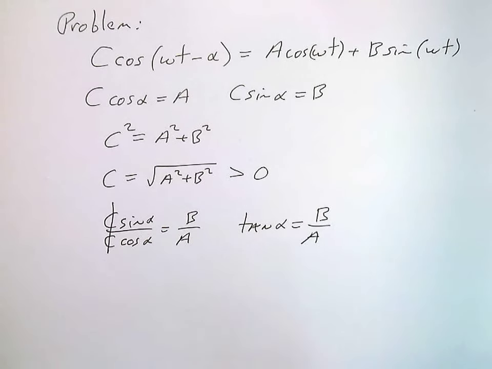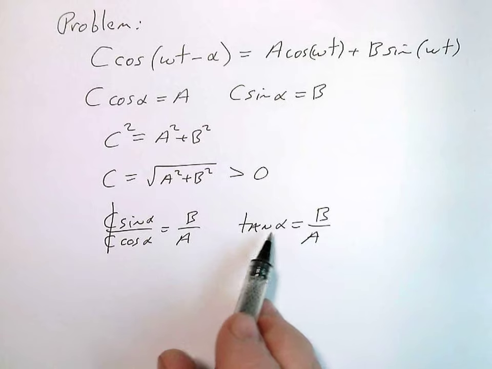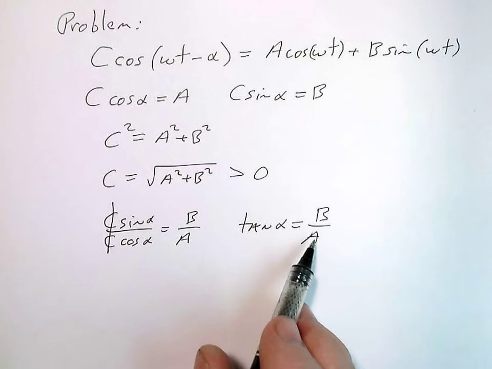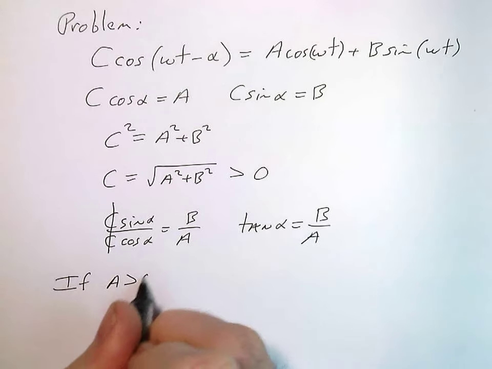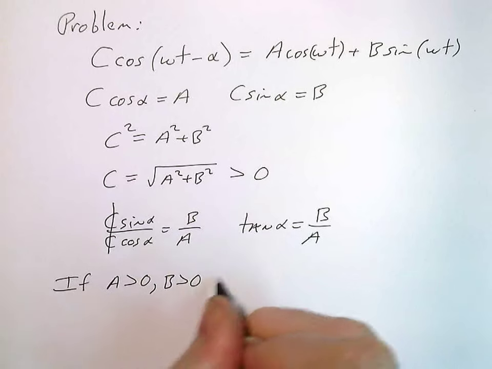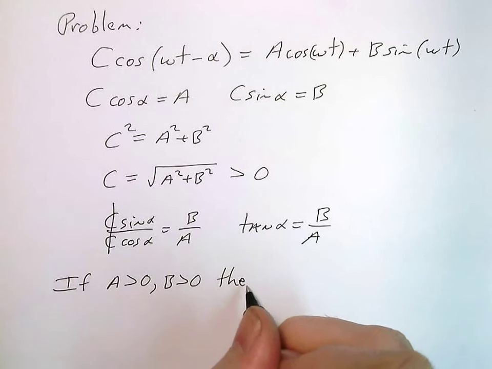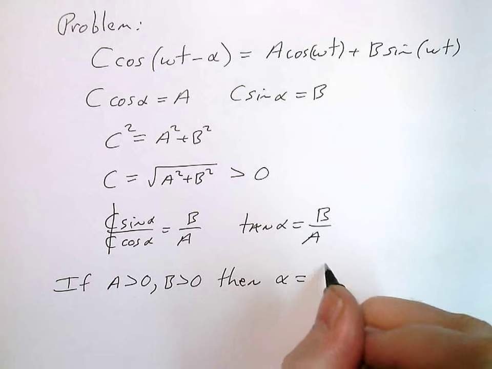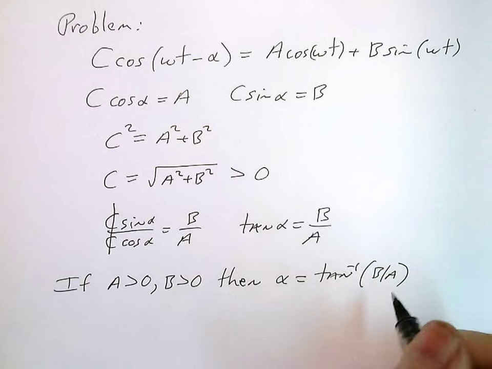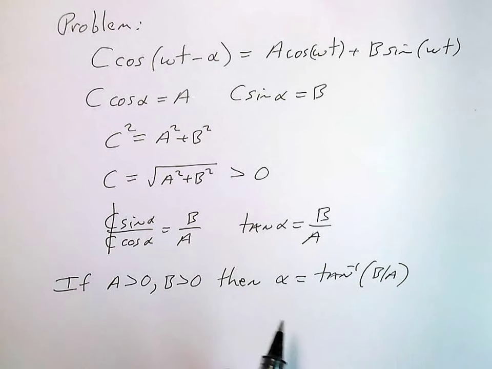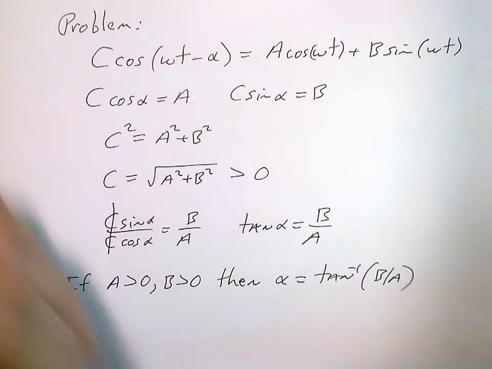Now here's a very important point. This does not mean alpha is the arctangent of B over A. It's going to depend on the case. So if A is positive and B is positive, then alpha is the arctangent of B over A. But there are other cases. I want to do some examples of the other cases, okay? Well, maybe we'll do an example of this first. So we'll call this case 1 here.